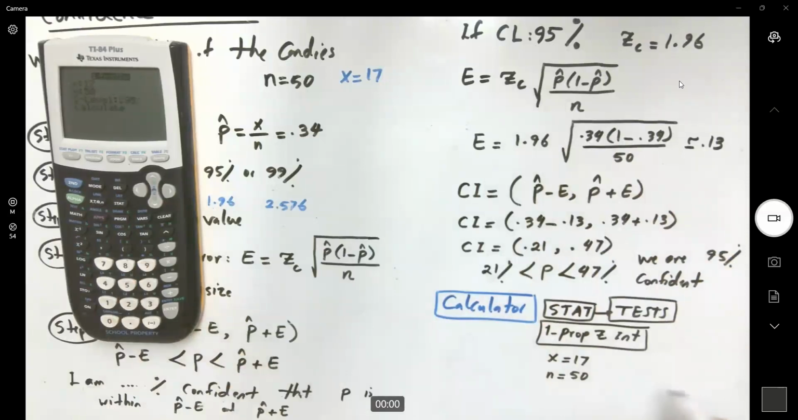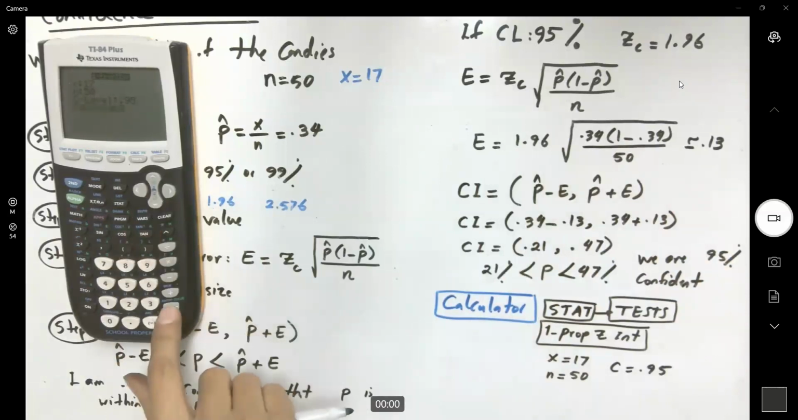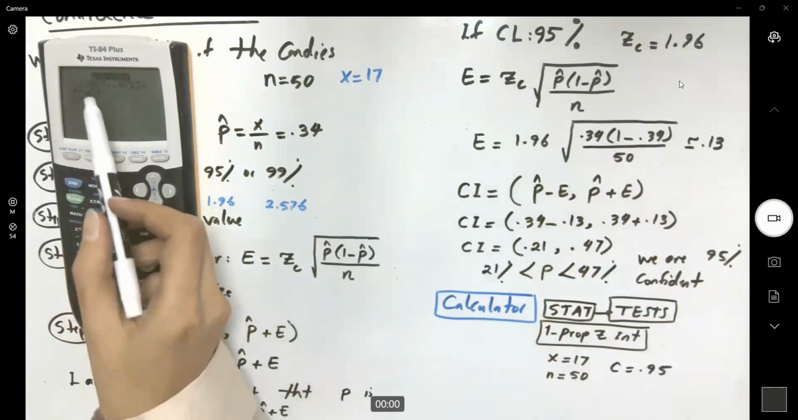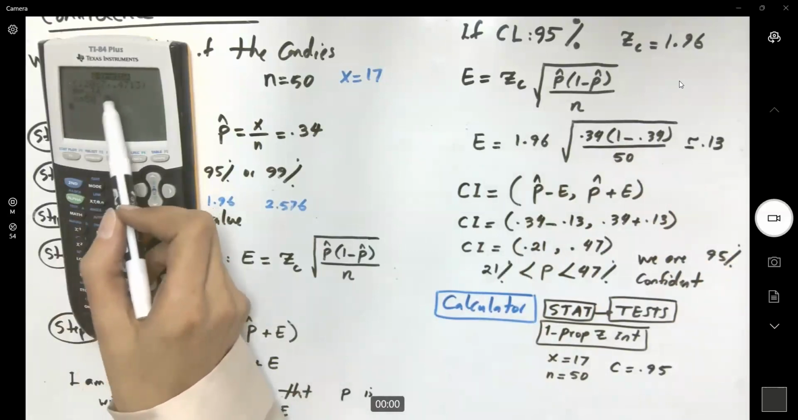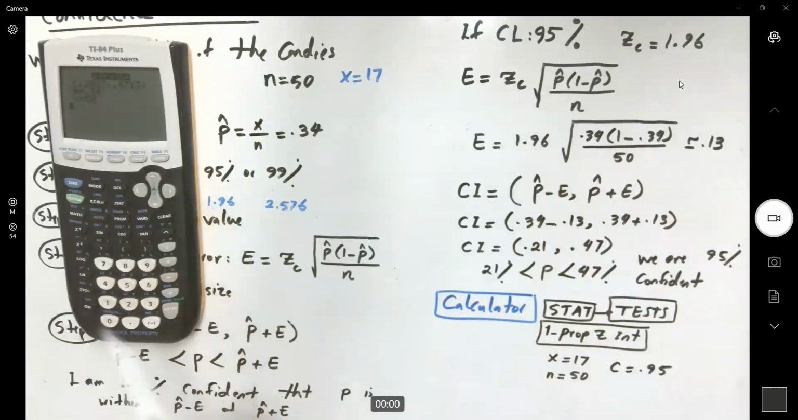Now let us do the calculation. We get very well 20.87 and 47.13%. This is my new confidence interval with better approximation.